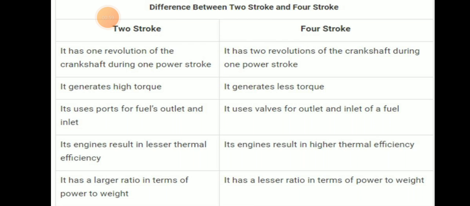A 2-stroke engine results in lesser thermal efficiency, but a 4-stroke results in higher thermal efficiency. In 2-stroke, the power to weight ratio is large, but in the case of 4-stroke, the power to weight ratio is less. So power to weight ratio is large in 2-stroke and less in 4-stroke.